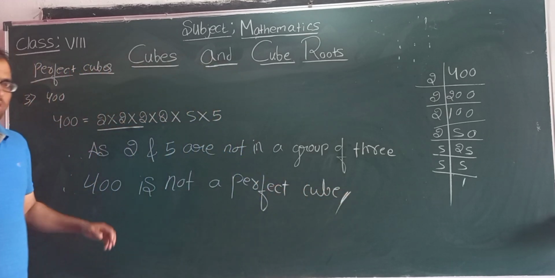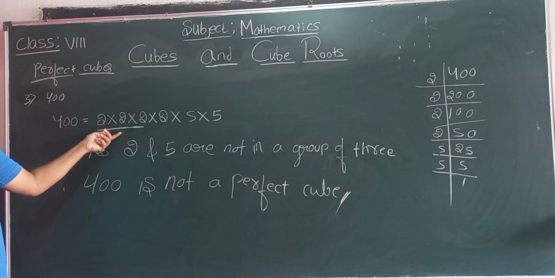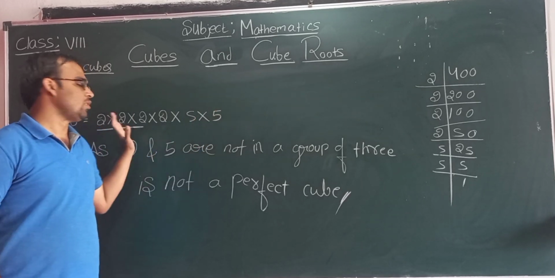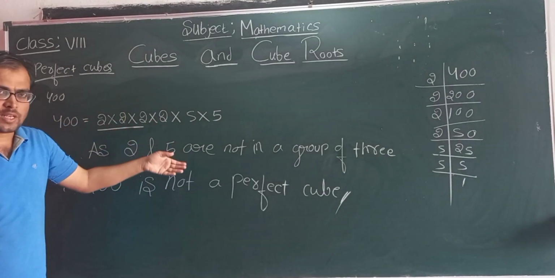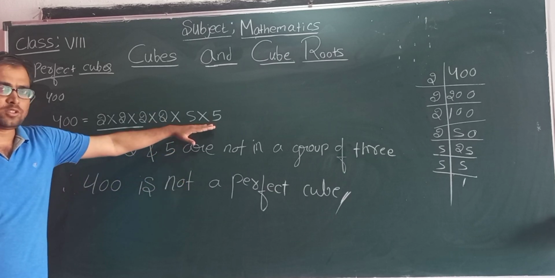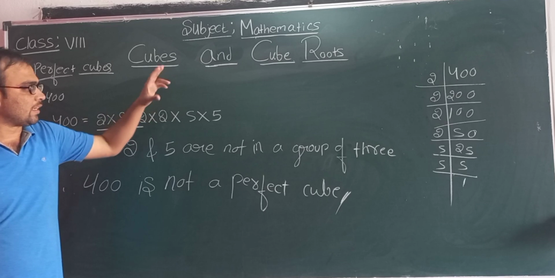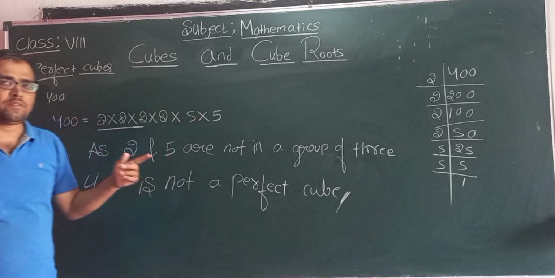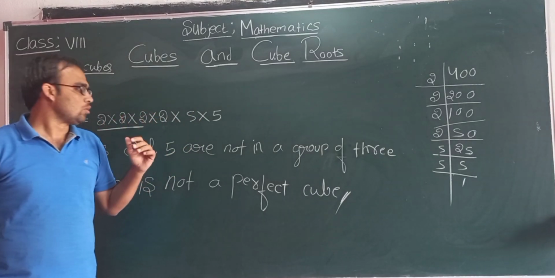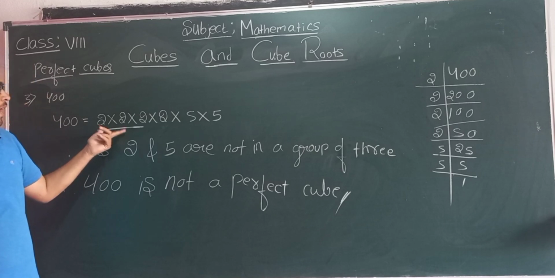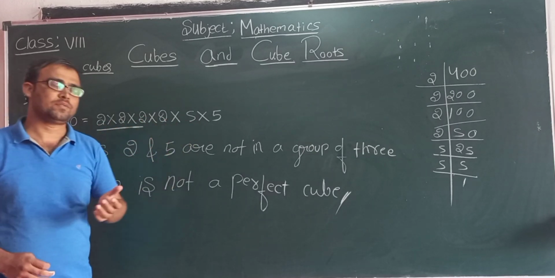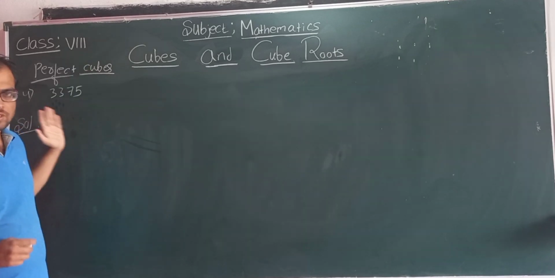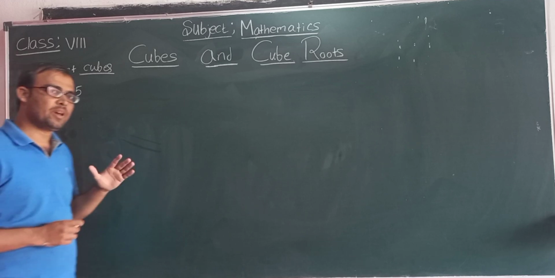Okay students, here one group of 3 is there, but no other groups are there. It is not like that, sir, that one group is there so it can be considered a perfect cube. Don't worry about this, it is not like that. When we factorize the given number, by using all the prime factors we have to make groups of 3. Here we can make only one group. As 2 and 5 are not in a group of 3, 400 is not a perfect cube. Students, now we'll see whether the number 3375 is a perfect cube or not.